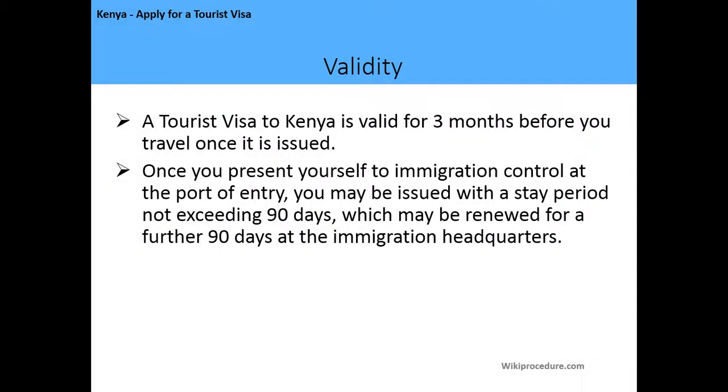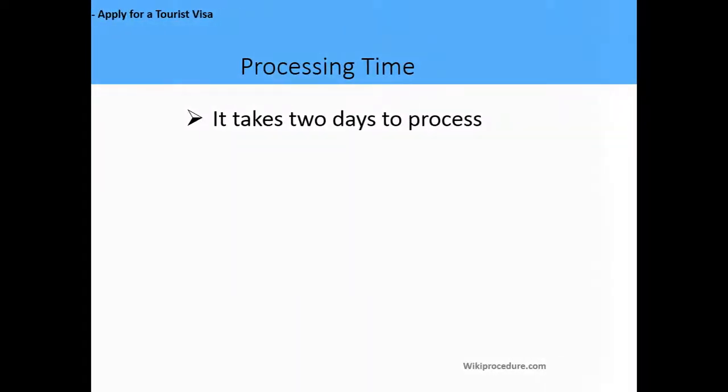The validity period: the tourist visa is valid for 3 months before you travel, once it's issued, and once you present yourself to immigration control at the point of entry, you may be issued with a stay period not exceeding 90 days, which may be renewed for a further 90 days at the immigration headquarters. The processing time is 2 days.